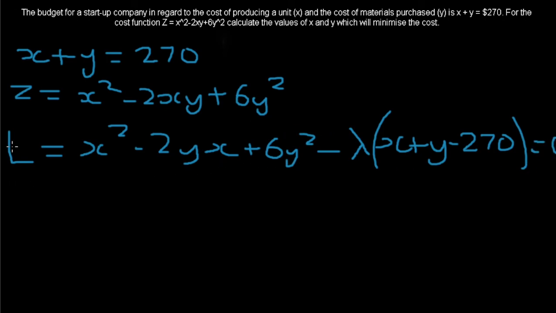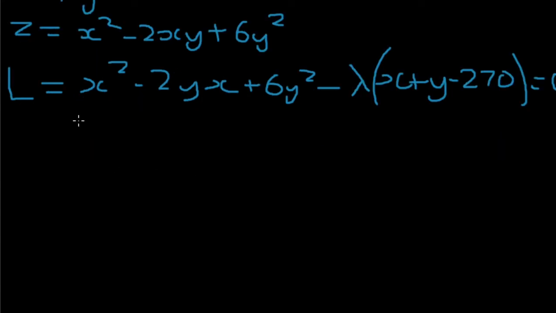And now that we have our formula out of the way, this is the easy part now. We're going to find the partial derivative of all three of our variables, x, y, and now lambda. And then from there, we will be able to solve for x and y. So, partial derivative looks like this.